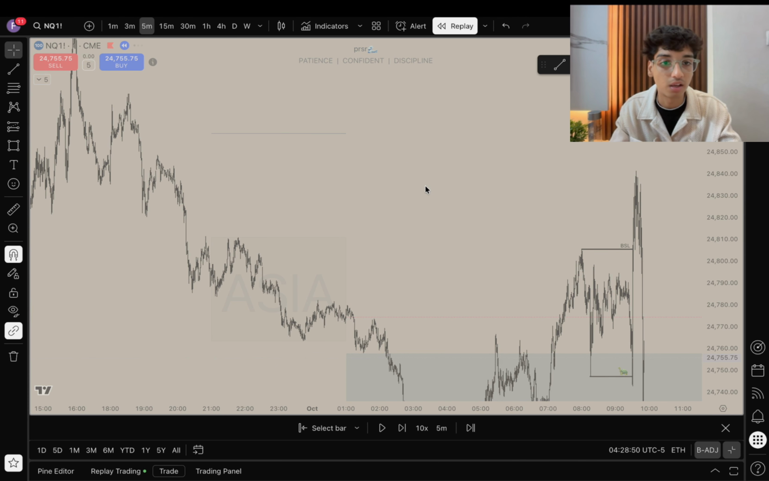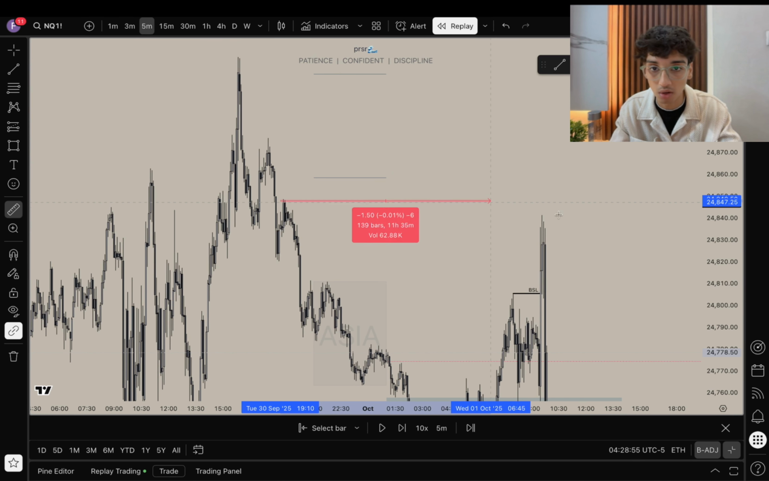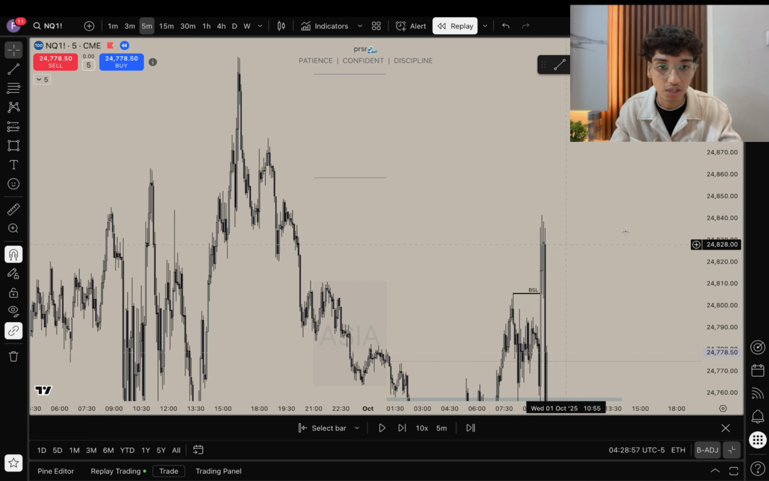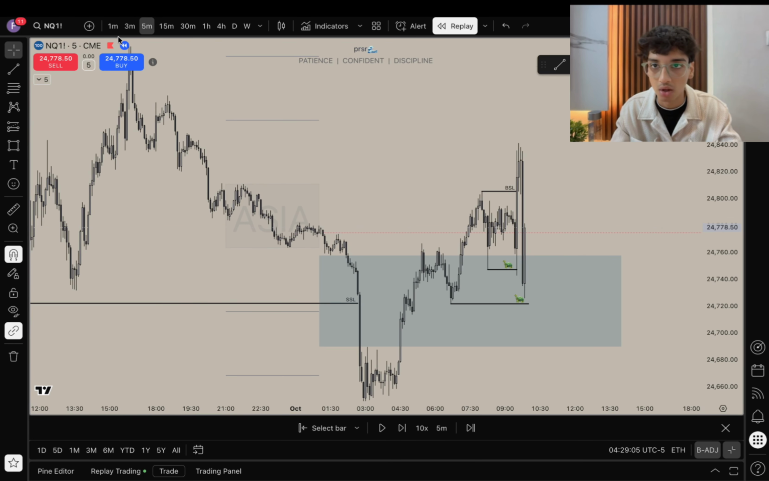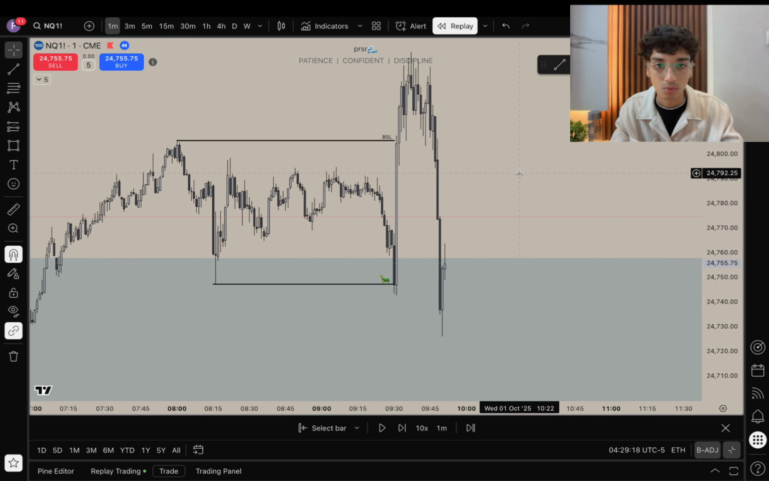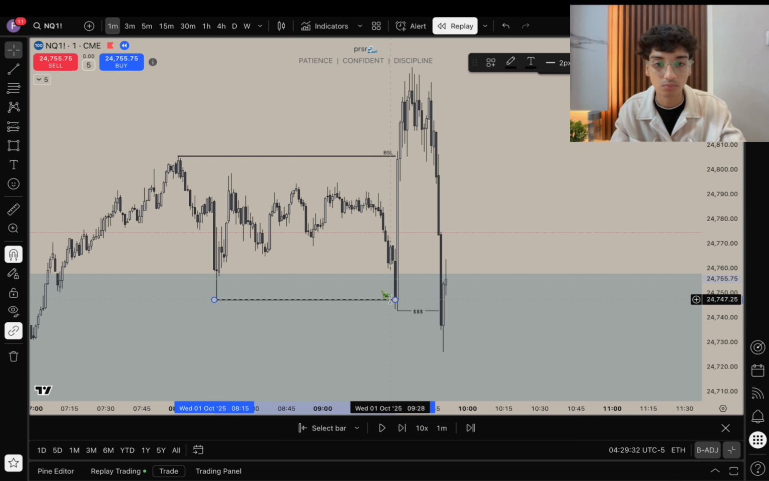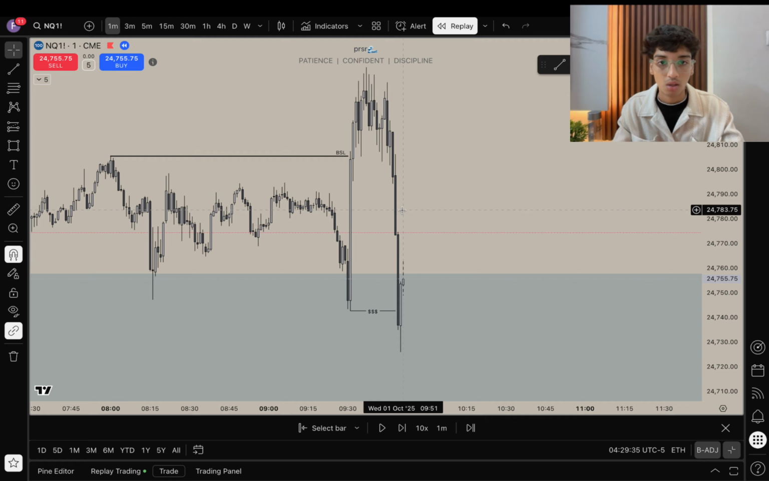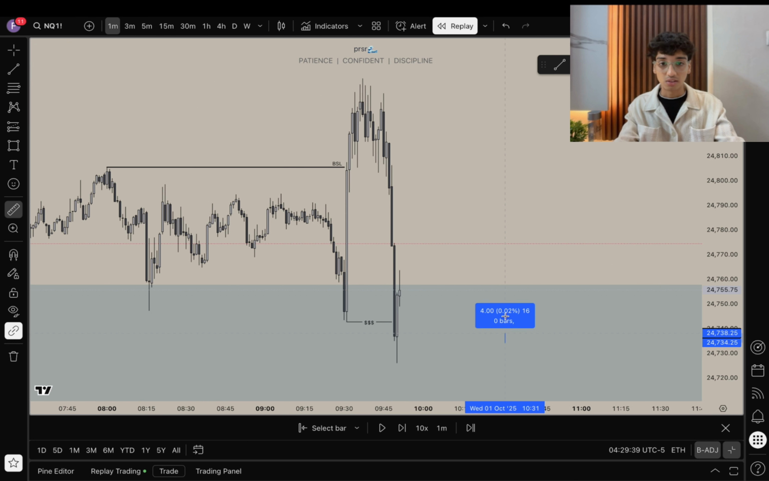On the higher time frame, we still have liquidity pools right here. Even though we generated liquidity, we are just generating liquidity. This low, this high, this high, this high, this high, all these highs. And right here, what we ended up doing is we again swept internal sell side liquidity right here. So I basically wait for price to either invert all these gaps and again continue its bearish momentum.